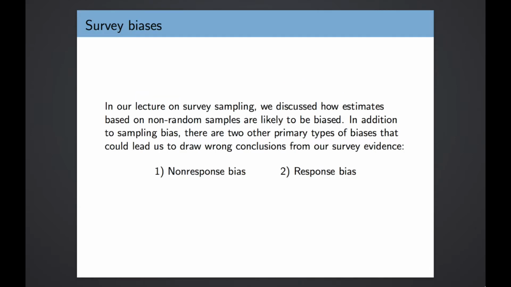In the previous lecture on survey sampling, we discussed the problem of sampling bias, which is a particular type of bias that we might want to be aware of that comes from taking a non-random sample from the population. In addition to that sampling bias, there are two other main types of biases that we should pay attention to because they could lead us to draw the wrong conclusions from the sample that we've surveyed. The first of these types is non-response bias, and the second is response bias. So let's go through each of these in turn.